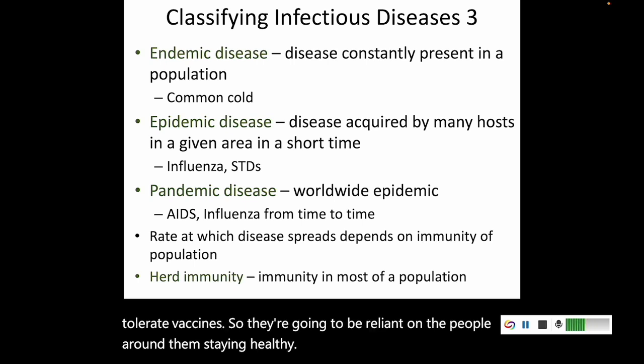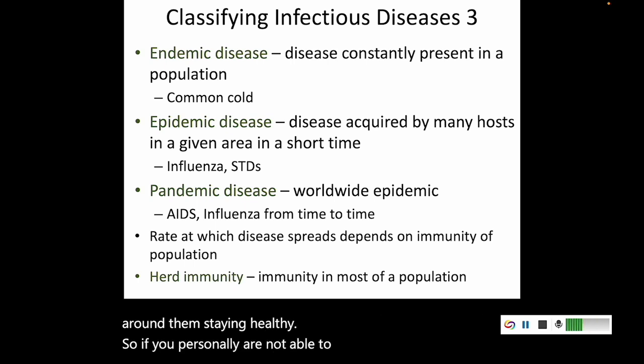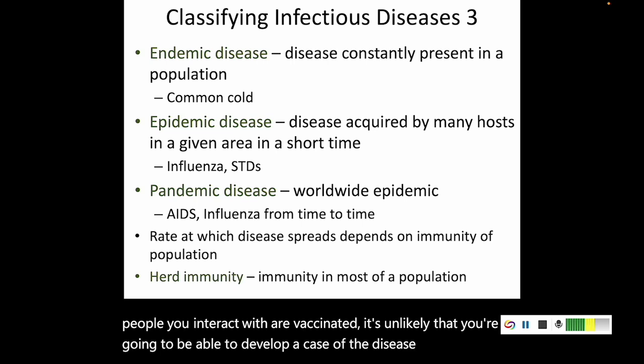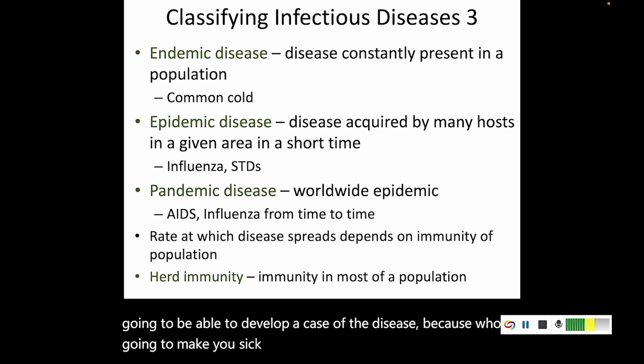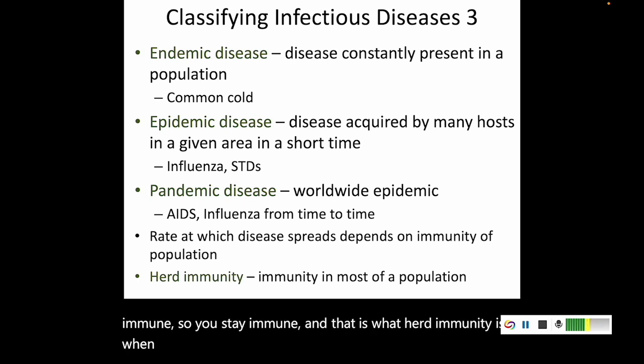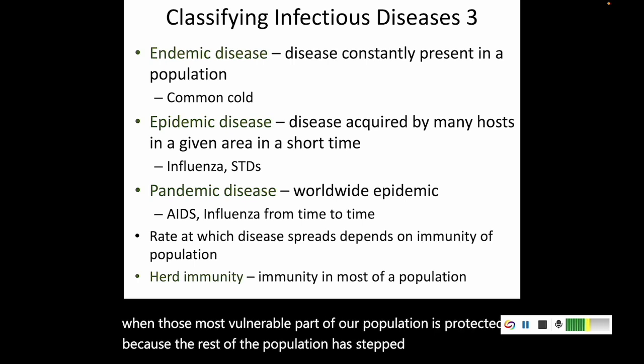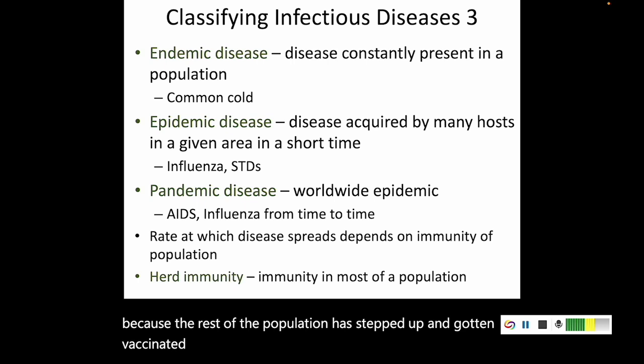So if you personally are not able to be vaccinated, but all the people you interact with are vaccinated, it's unlikely that you're going to be able to develop a case of the disease, because who's going to make you sick? You're surrounded by people who are immune, so you stay immune. And that is what herd immunity is. When the most vulnerable part of our population is protected because the rest of the population has stepped up and gotten vaccinated, so that those most vulnerable people don't have to worry about being sick.